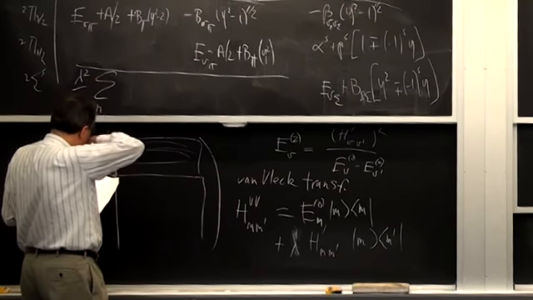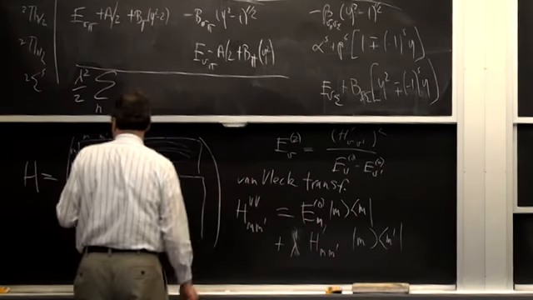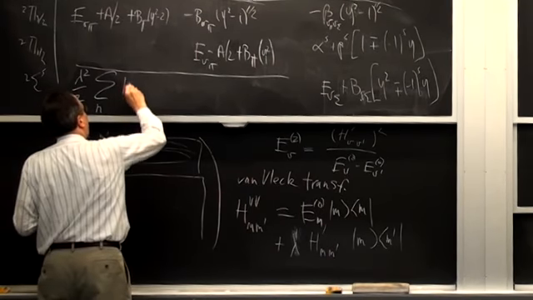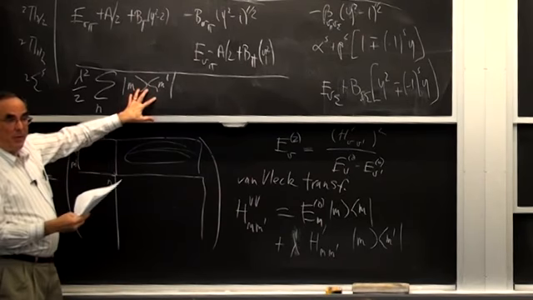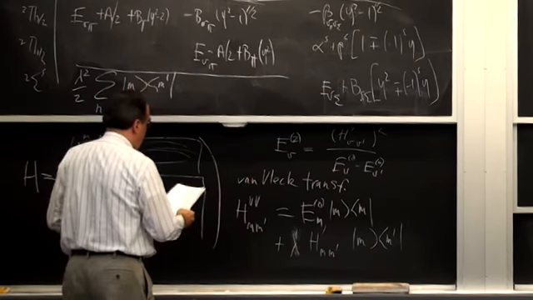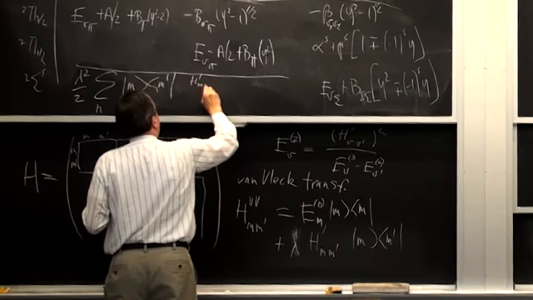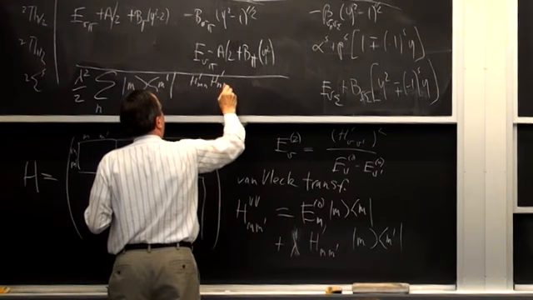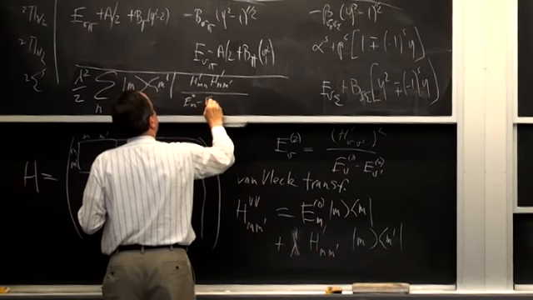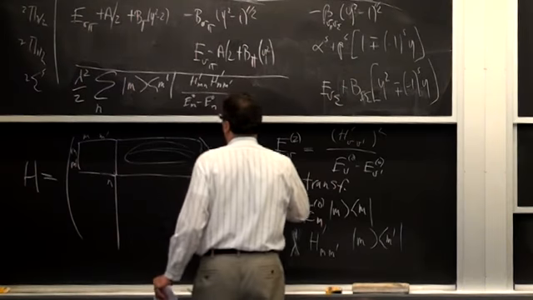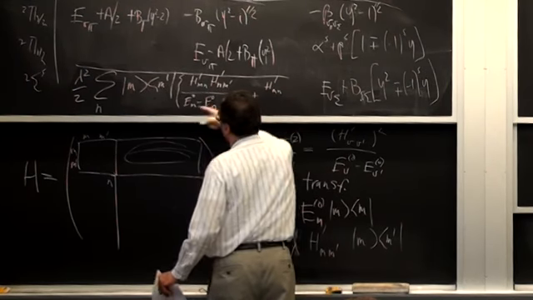I'll put out in front. So this is which matrix element it's going to be. And then we have H prime M N, H prime N M prime, over E0 M minus E0 N, and then another term. Same numerator, same cofactor over here.